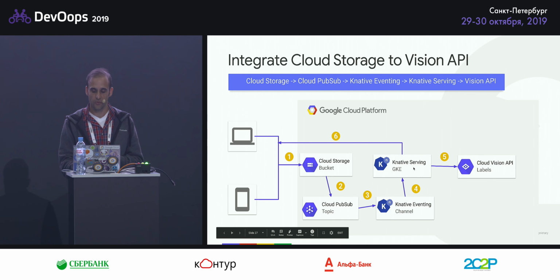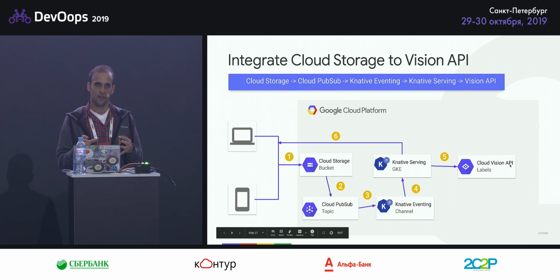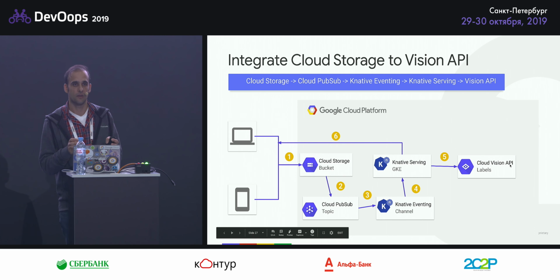the Knative service will make a call to Vision API. Vision API is a machine learning API that can be used to classify images. So in this case, when the user saves the image, we will make a call to Vision API with the URL of this image, get the labels out of the image, and just log them out, right? But the key point here is that you're connecting a cloud storage event to Vision API using Knative Eventing in the middle, right?